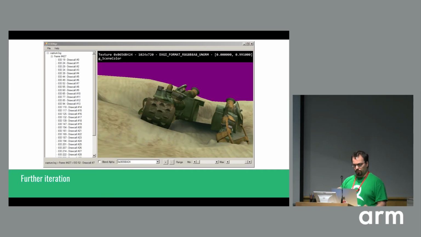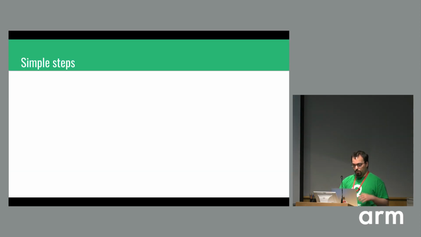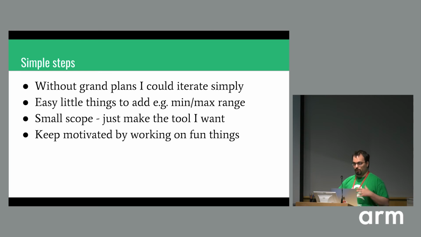So I iterated further, and I added the event browser on the left here, where you can actually see where the draw calls are. I started to expand out the texture viewer and add a few more inputs for visualization options. And because I didn't have this large grand plan of where I was going to go, I could iterate fairly simply. At any point when I encountered an HDR texture and needed to be able to see outside of the linear 0 to 1 range, or I wanted to zoom in on a smaller part of the texture, or zoom out to see 0 to 100, then I was able to implement that.